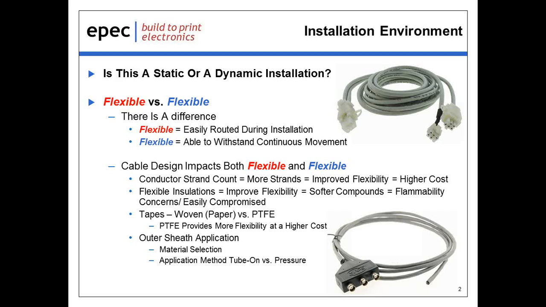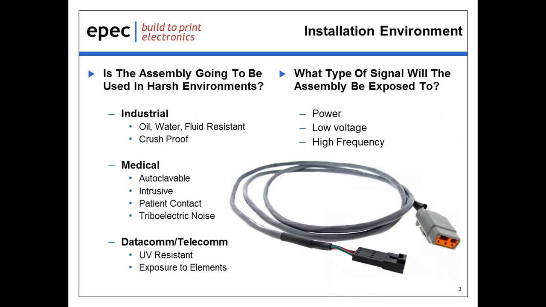Another way we could change some flexibility is by changing the method of application of the outer jacket. And that can have a major impact on the flexibility as well. The basic cable design would determine, though, if we use a tube-on jacket or a pressure jacket, and each one would have a better impact on one design cable or another.